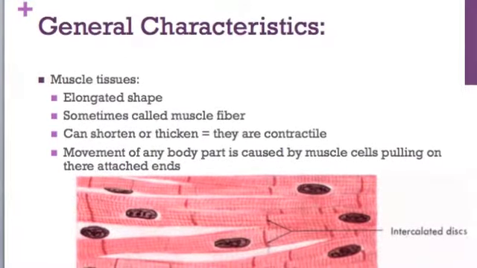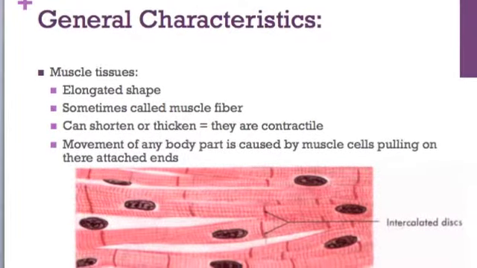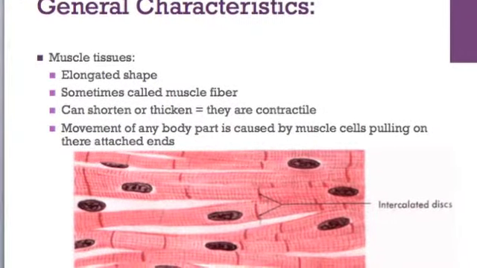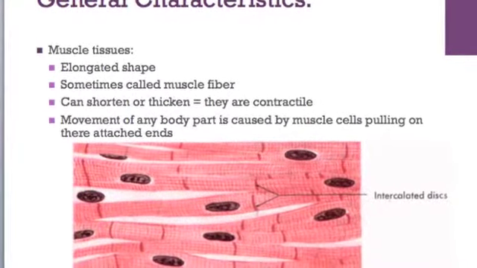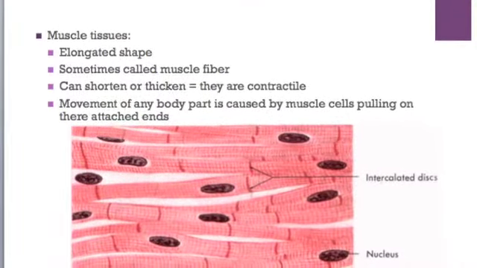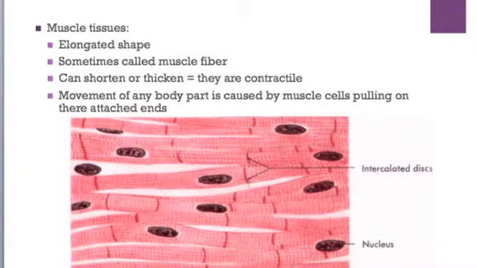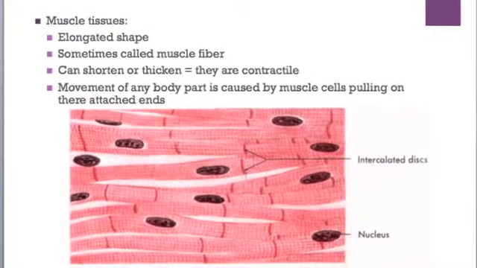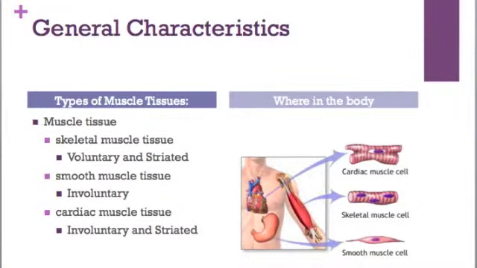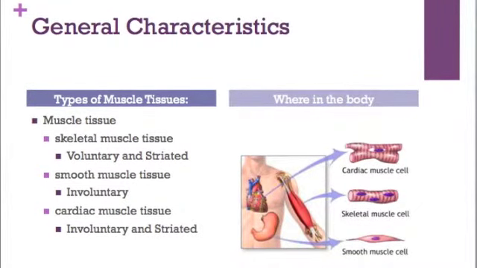Muscle tissues have an elongated shape. They're also sometimes called muscle fiber. Muscle tissues can shorten and thicken, which means they are contractile. Movement of any body part is caused by muscle cells pulling on their attached ends. The three types of muscle tissue are skeletal, smooth, and cardiac.